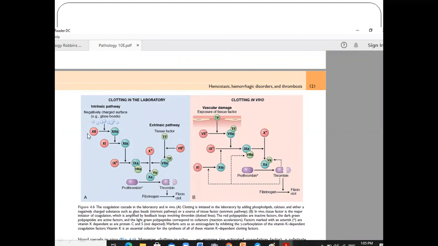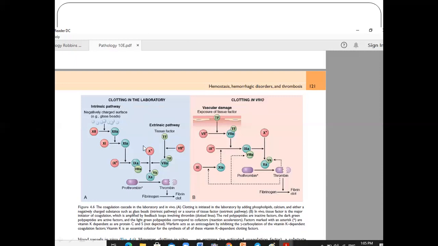Clotting is initiated in the laboratory by adding phospholipid, calcium, and a negatively charged surface such as glass beads. It will result in the intrinsic pathway. Or we can start clotting by adding tissue factor, which results in the extrinsic pathway. So, clotting in the laboratory follows two types of mechanism: intrinsic pathway and extrinsic pathway.